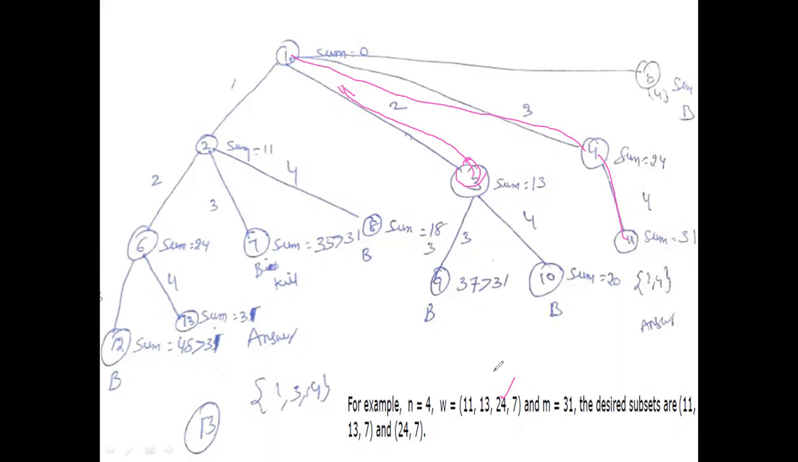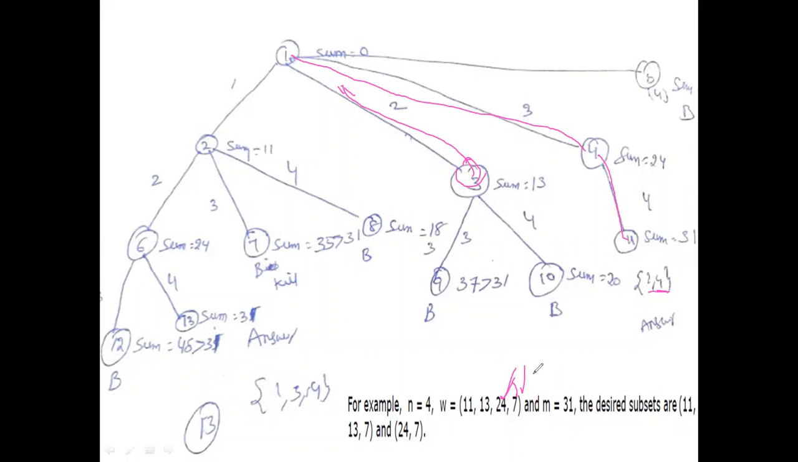The sum of the third element and fourth element is equal to 31. Here is another solution, 2 comma 4, that is the sum of the second and fourth element is also equal to 31. So here it satisfies the criteria function.